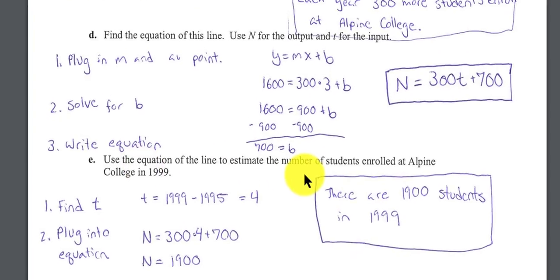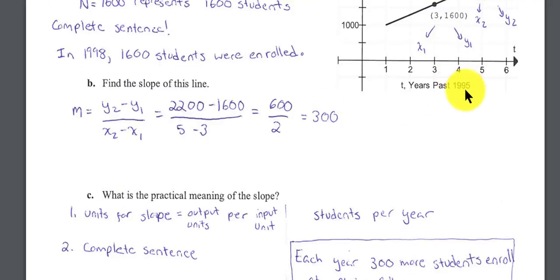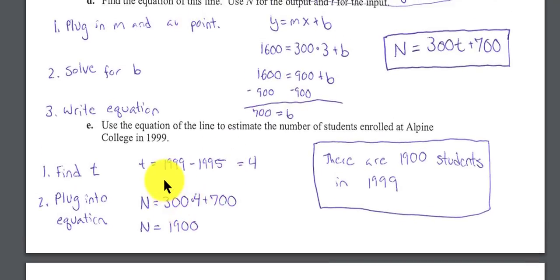Part E, use the equation to estimate the number of students enrolled in 1999. So you have to remember, 1999 is 4 years after 1995. So we're going to replace t with 4, right? Because 96, 97, 98, 99. All right, so I'll insert 4 into t, and you end up with 300 times 4 plus 700 is 1900. So in 1999, you should have 1900 students.